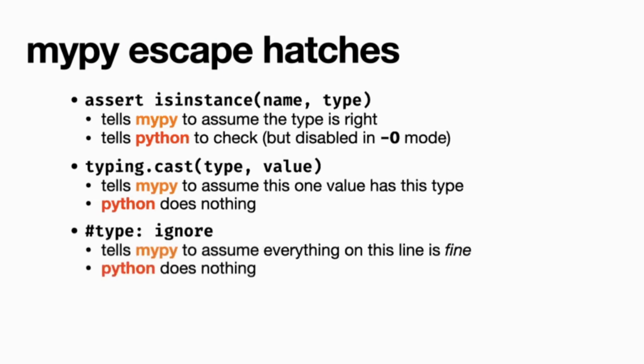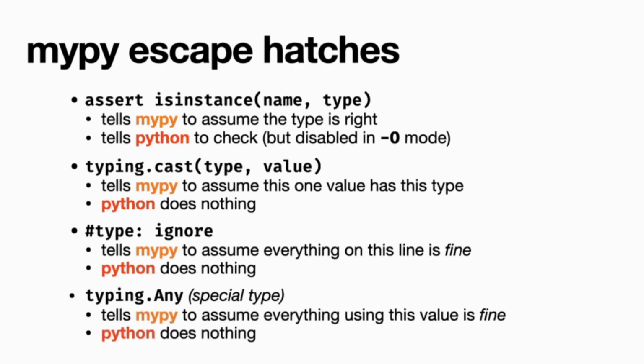You can use a special comment. Oh, I should have put a space here. My other tool, Flake8, is going to complain that I have a comment without a space. But if you have a comment that says type: ignore, it tells MyPy, hey, don't worry. I know there's a type error on this line, but it's not a real problem. I just happen to know the types work out. Everything on this line is fine. And Python, of course, ignores comments.